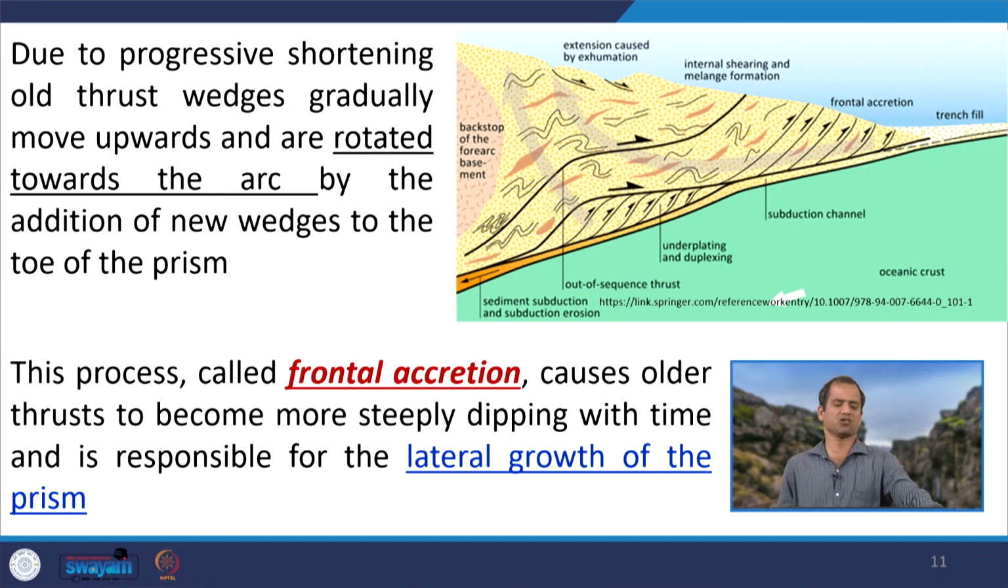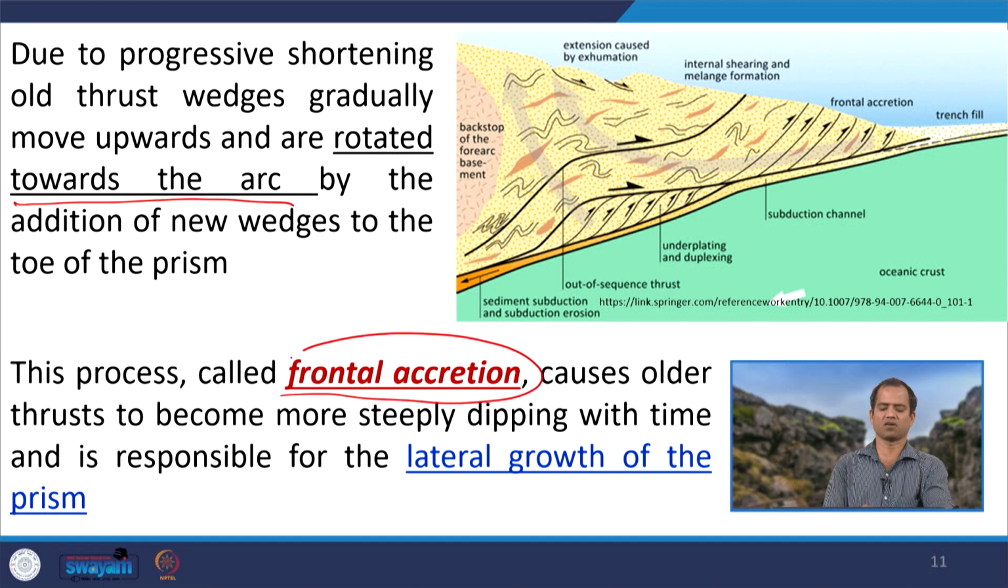And due to progressive shortening, the old thrust wedges gradually move upward and are rotated towards the arc by the addition of new wedges to the front of the prism. This process is called frontal accretion. So, at the front we added more material. Due to this frontal accretion, now you see we are adding this material here, and we are compressing the system and developing the thrust.